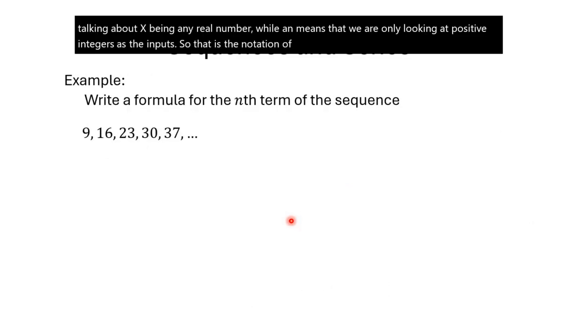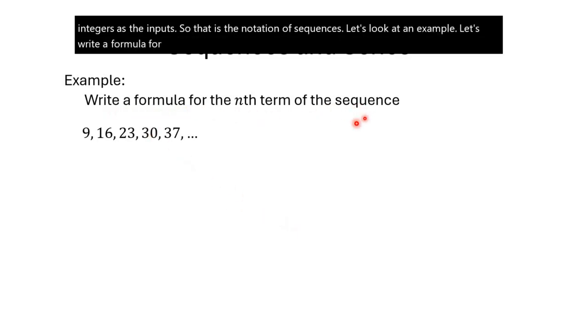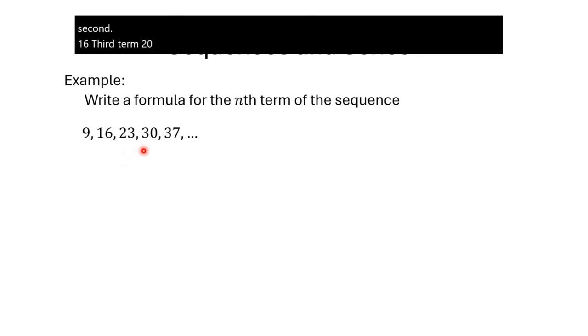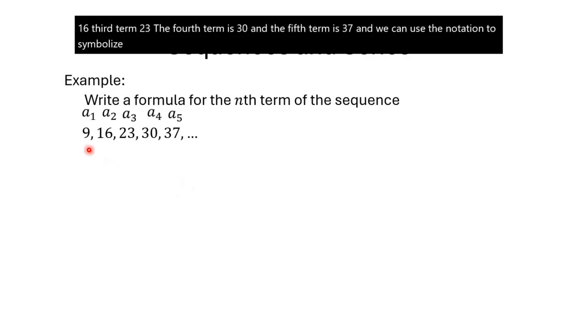Let's look at an example. Let's write a formula for the nth term of this sequence here. The sequence has the first term 9, the second term 16, third term 23, the fourth term is 30, and the fifth term is 37. And we can use the notation to symbolize that. So we have A1 is 9, A2 is 16, A3 is 23, A4 is 30, and A5 is 37.